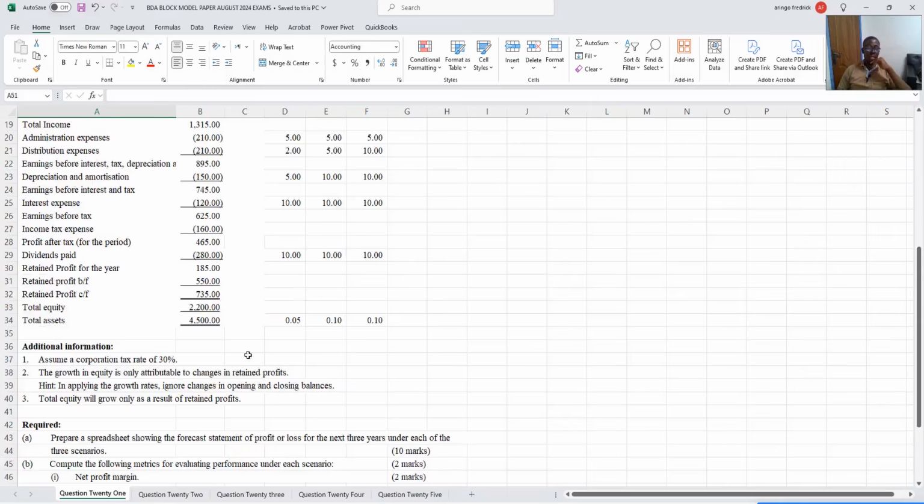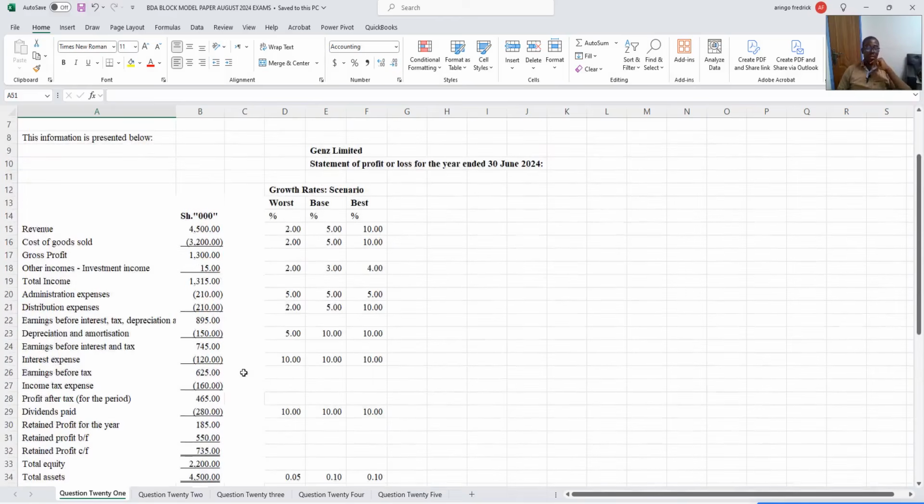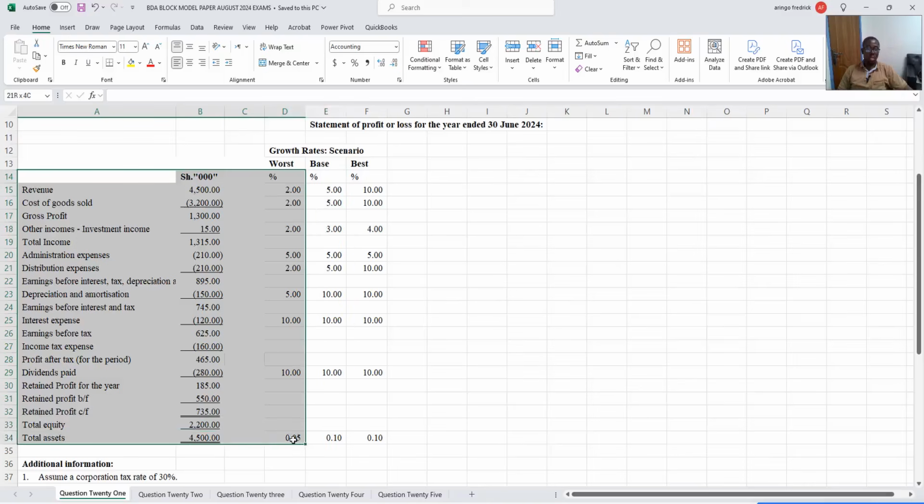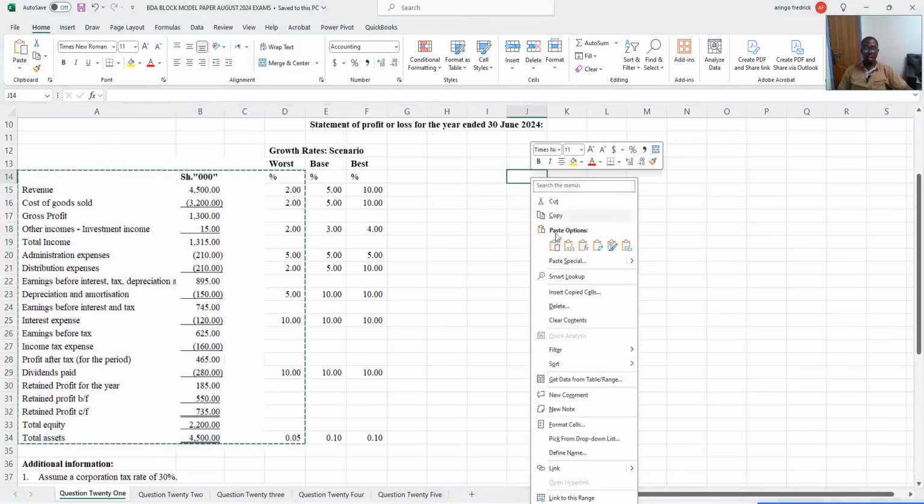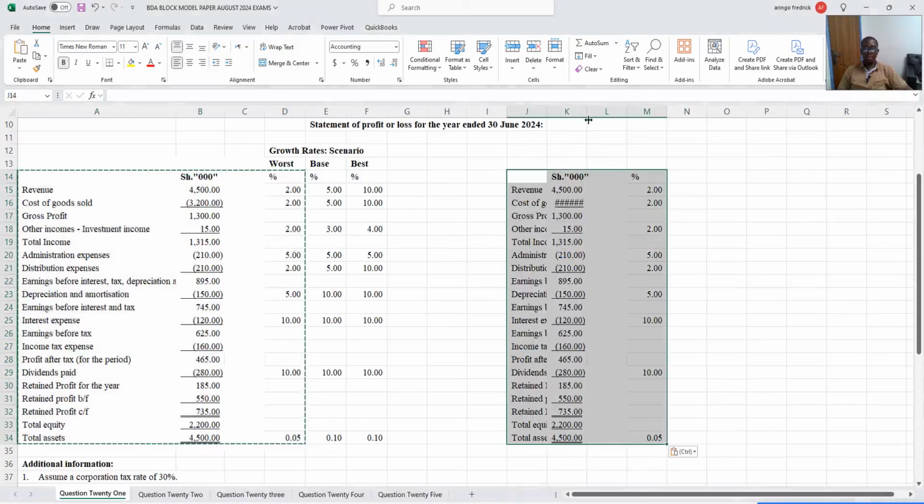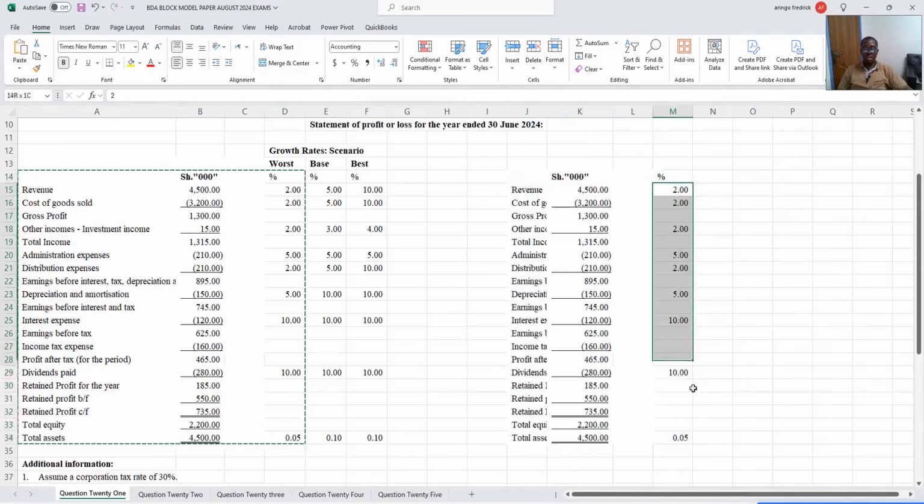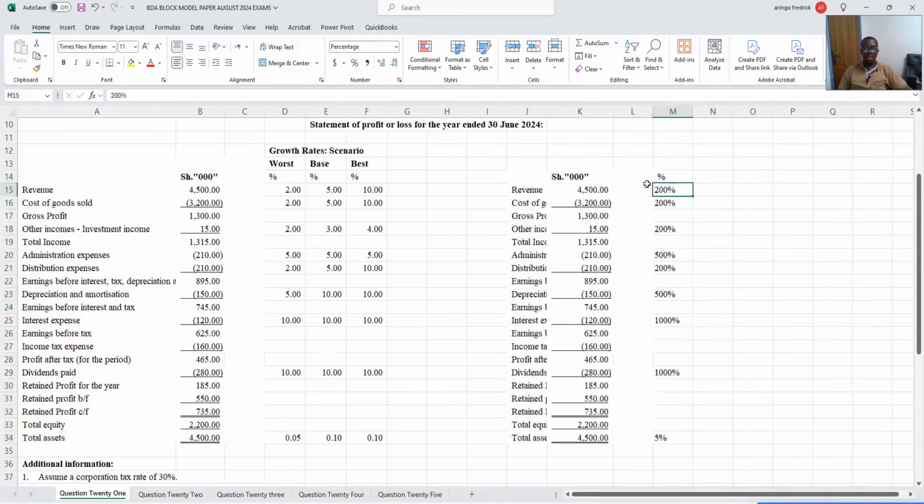So given this, where are we going to start from? Remember, we are told we are supposed to prepare for 3 years under each scenario. So we start with the worst scenario. These are the details that you're going to use. I'll take these details, we have it here. Remember, all these are percentages, so what I'm going to do is have them in percentage.